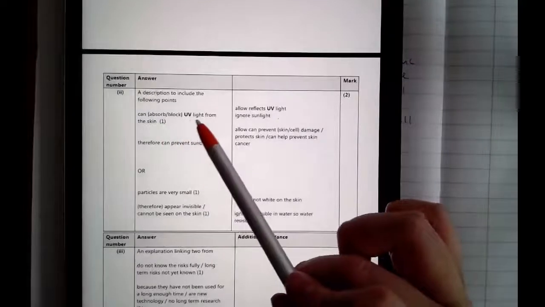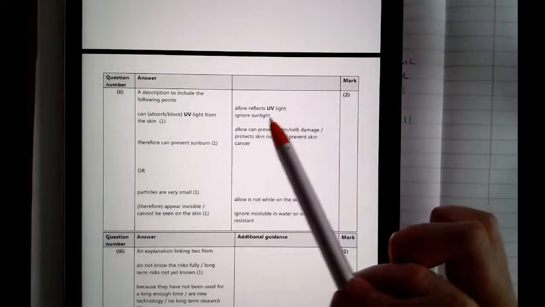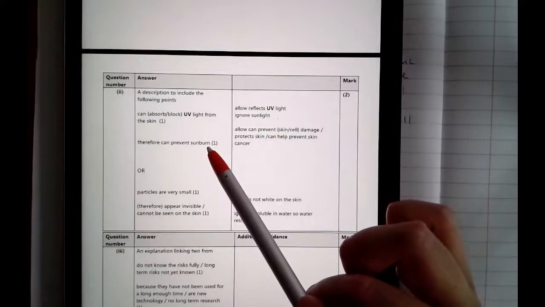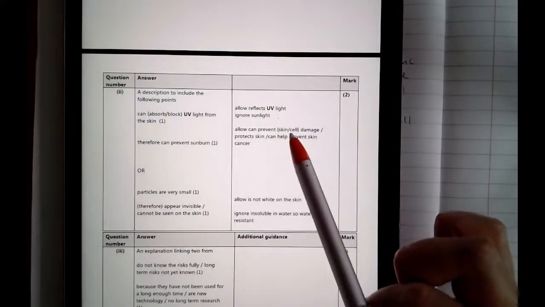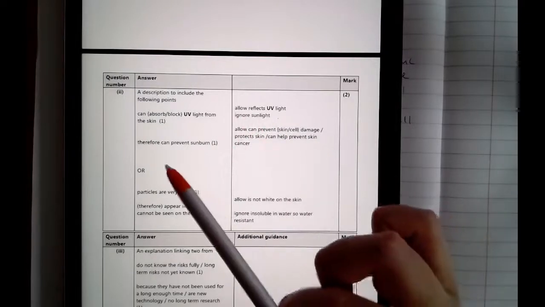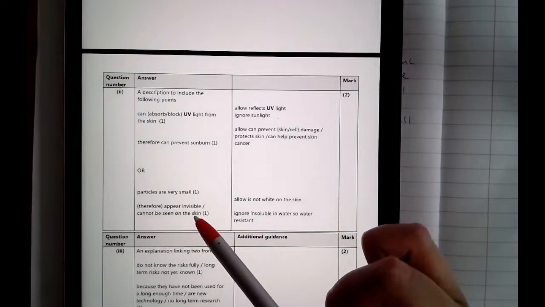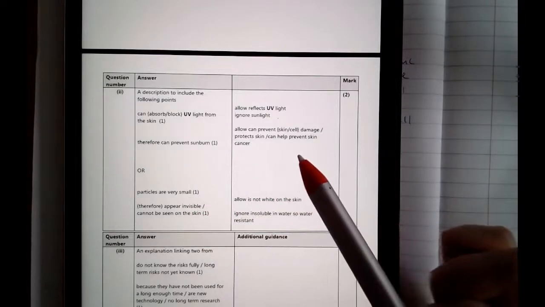Can absorb or block UV light from your skin. So it reflects UV light either, but don't just say sunlight. Therefore that prevents against sunburn, or it prevents skin or cell damage, protects the skin, can help prevent skin cancer. The other thing you can say again, particles are very small, therefore they appear invisible, so they can't be seen, so it doesn't look white on your skin. So that's all of the things that were acceptable there.